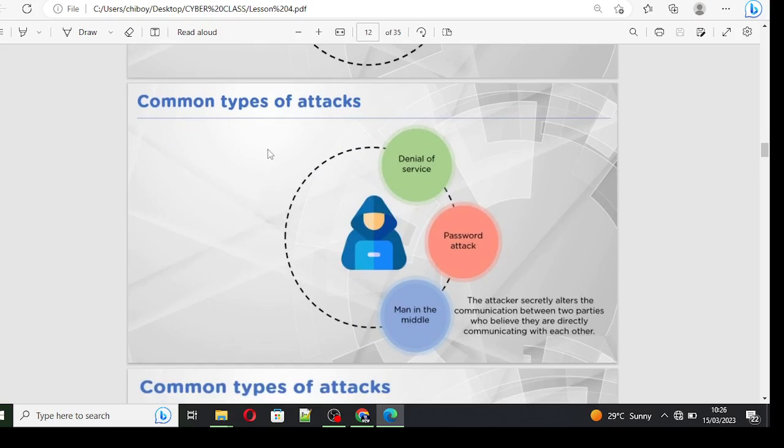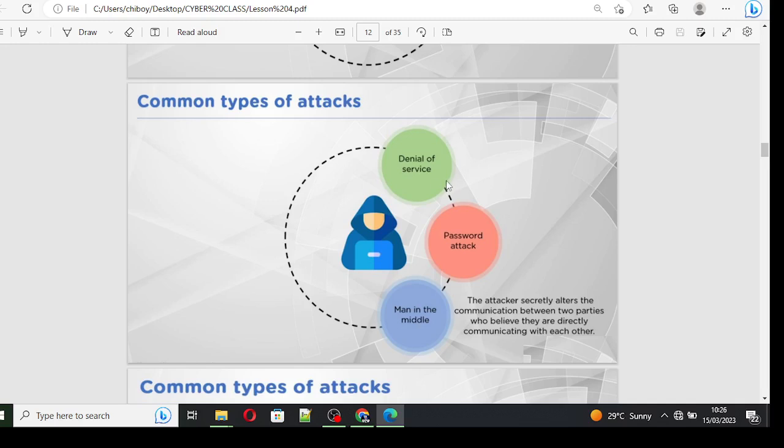Also, in addition to denial of service and password attack, we have the man in the middle. In this scenario, the attacker secretly alters the communication between two parties who believe they are directly communicating with each other.